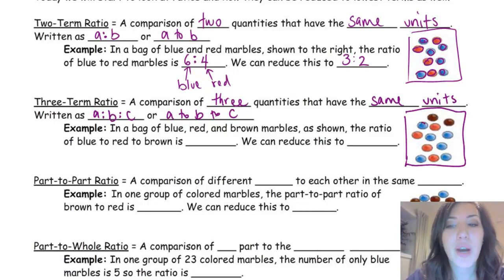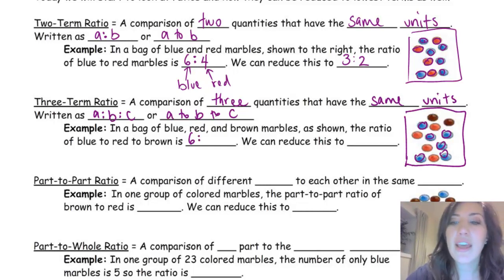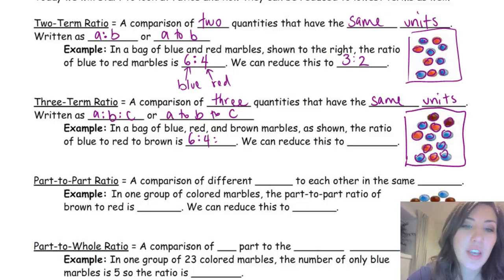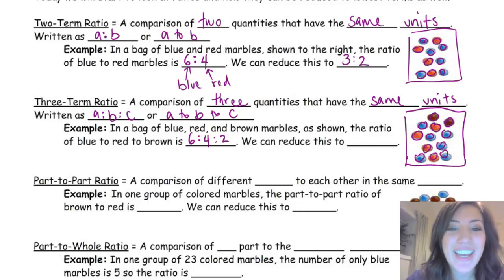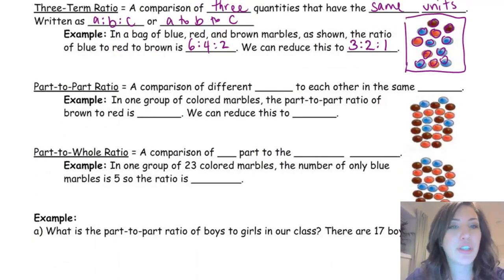So the first one, blue: 1, 2, 3, 4, 5, 6. Blue first, because that's what it says. Then red: 1, 2, 3, 4. And then brown: 1, 2. Can we reduce this? Yes, we can. 6 divided by 2 is 3. 4 divided by 2 is 2. 2 divided by 2 is 1. All right, so sometimes we're going to have 2-term, sometimes 3-term.